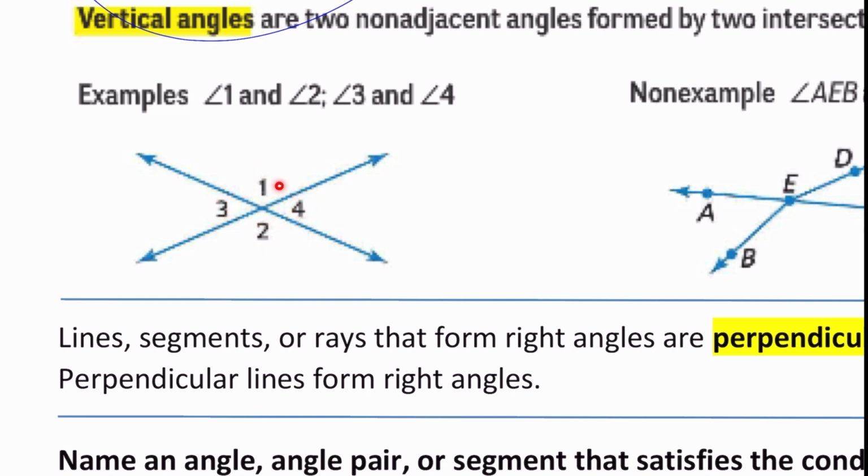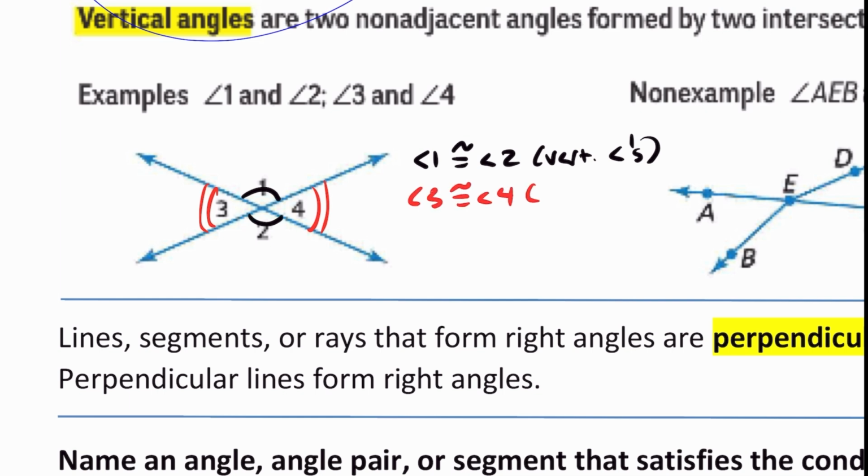We can see that angle 1 and angle 2 are across from each other, so therefore those two angles are congruent by vertical angles. So angle 1 is congruent to angle 2 by vertical angles. And then angle 3 and angle 4 are across from each other, so those two angles are congruent. So I'm going to use two arcs to indicate that those two angles are congruent. So angle 3 is congruent to angle 4 by vertical angles.